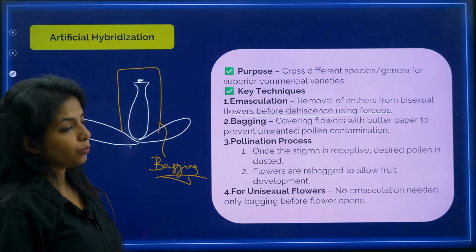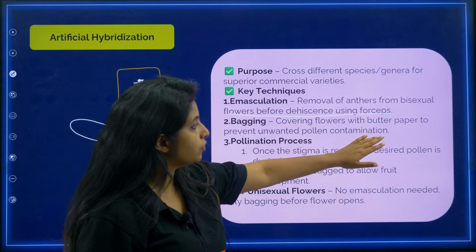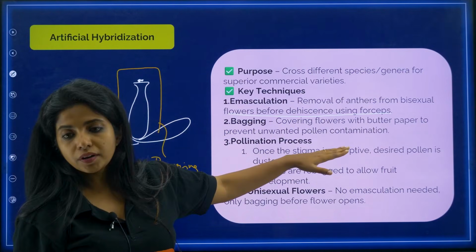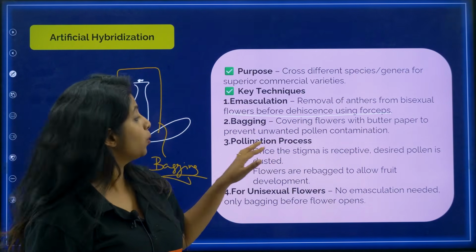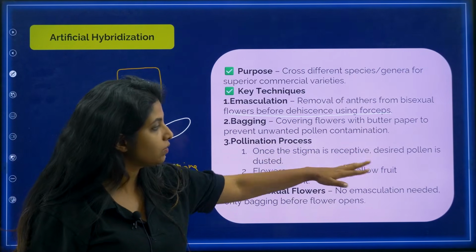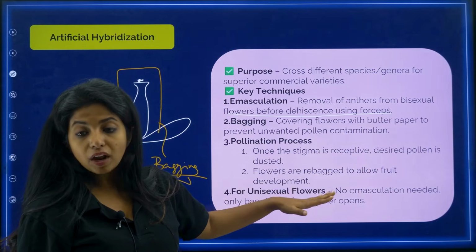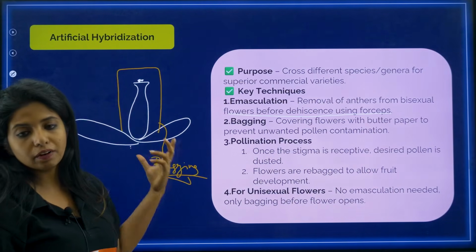You get it? So bagging is done, that is covering the flowers with butter paper to prevent unwanted pollen contamination. Then the pollination process: once the stigma is receptive, desired pollen is dusted as I said, and the flowers are rebagged so that the fruit development takes place.